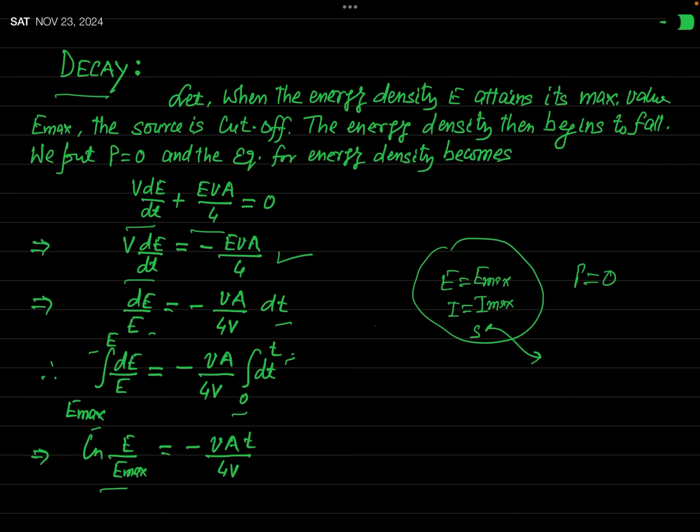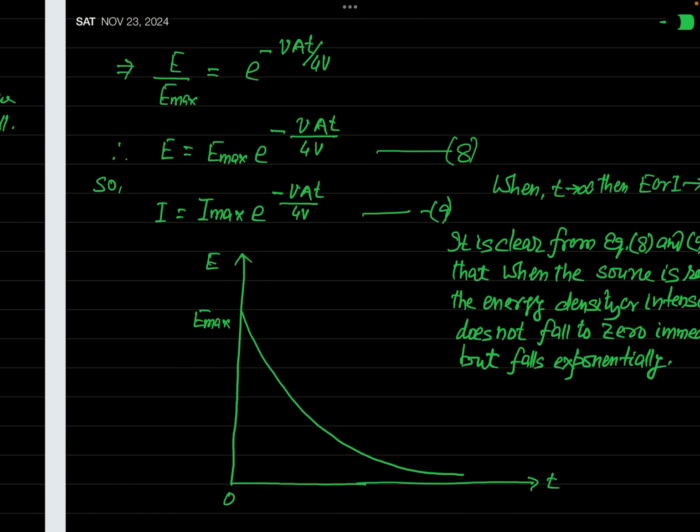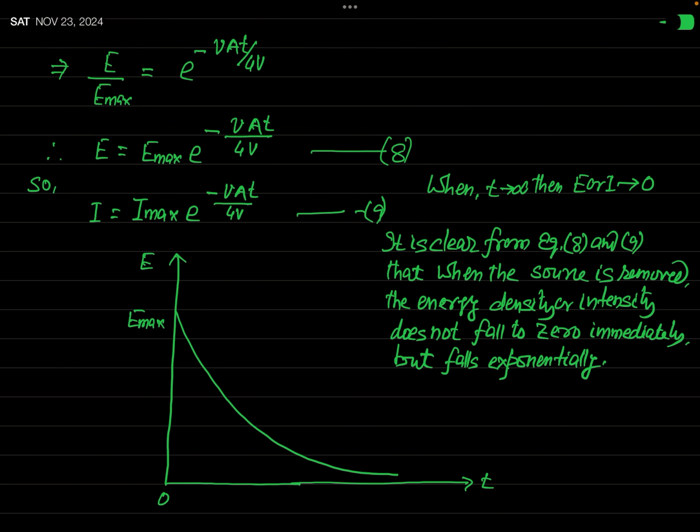And you can see this will simply be log E/E max, and that is equal to minus VAt divided by 4V. And therefore E over E max will be exponential raised to the power minus VAt over 4V. And therefore E is given by E max times exponential raised to the power minus VAt over 4V. This equation gives the law of decay of sound energy in a live room.